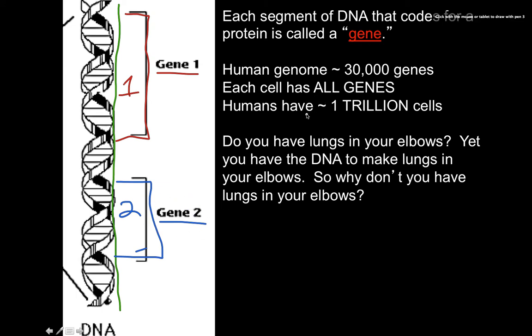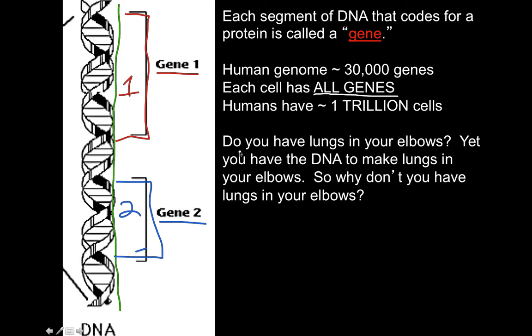So in our human genome, meaning all of the genes that we have, there's about 30,000 genes. Each cell has every single one of those genes. And humans have about 1 trillion cells in their body. So 1 trillion times 30,000, that's a whole heck of a lot of genes and a whole heck of a lot of DNA. Now let me ask you a couple questions.